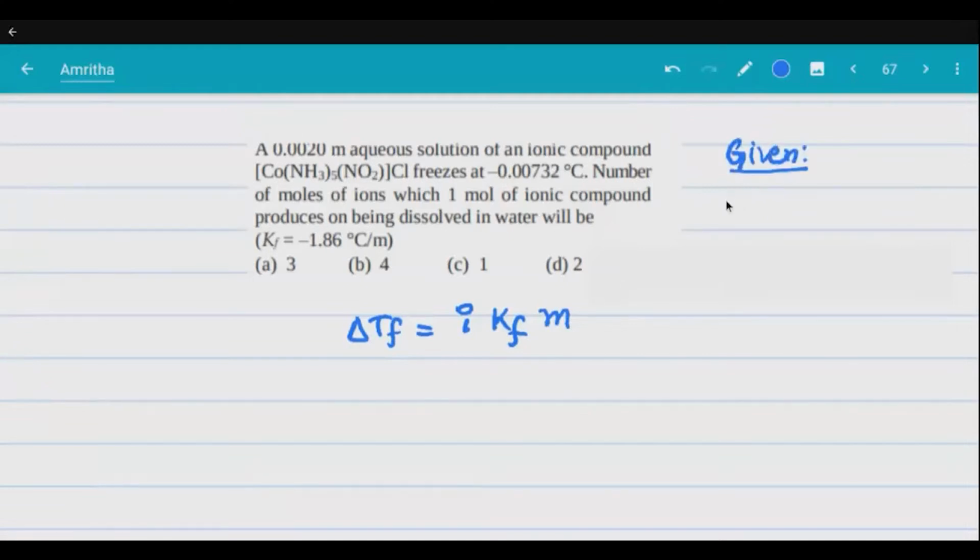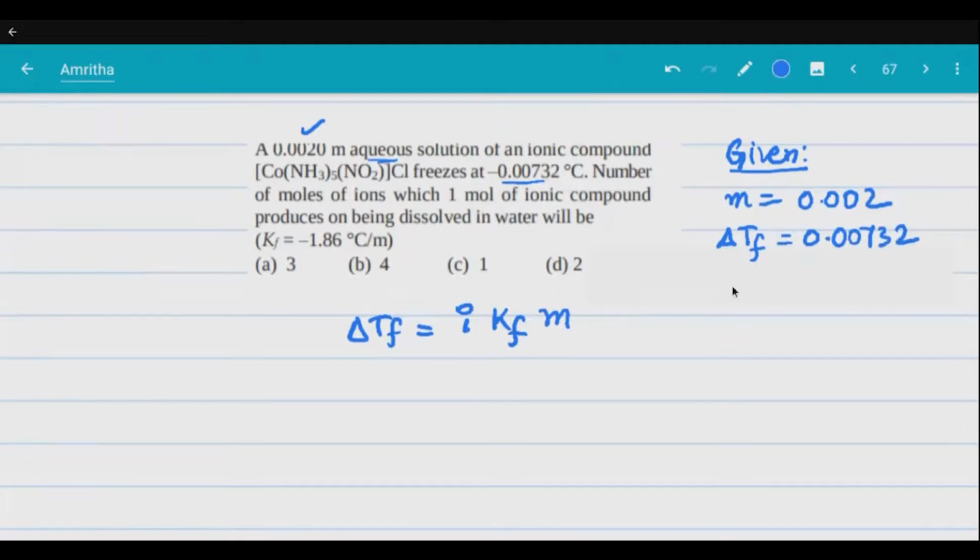Look at this. What is the given information here? Molality is given. So this is molality, right? So 0.002. So what is delta Tf? Delta Tf is also given, right? This is the freezing point, but delta Tf means change from 0. This aqueous solution, again solvent is water. What is the freezing point of water? 0 degrees Celsius. But this compound freezes at minus 0.00732. So the depression, the change, will be 0.00732.